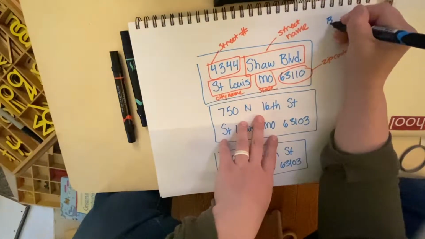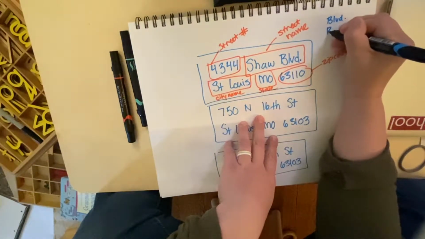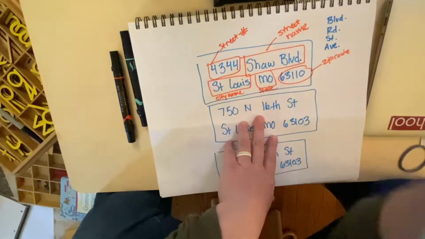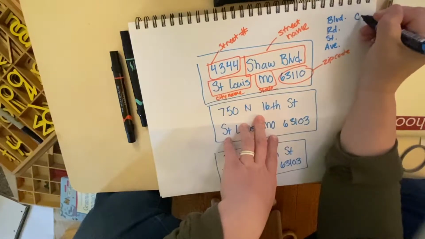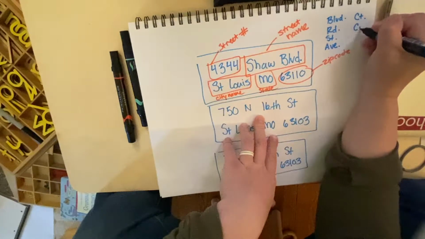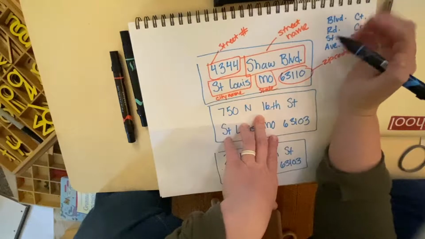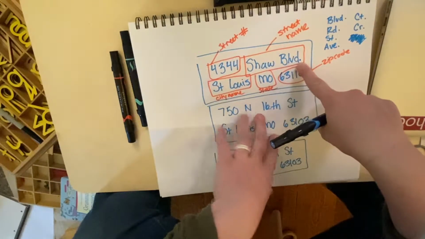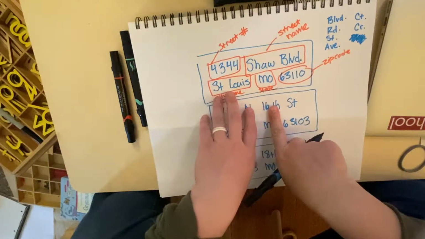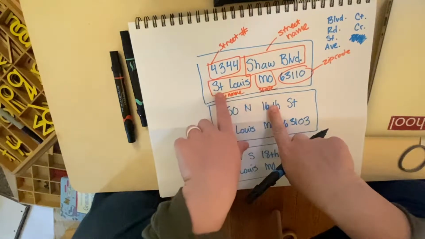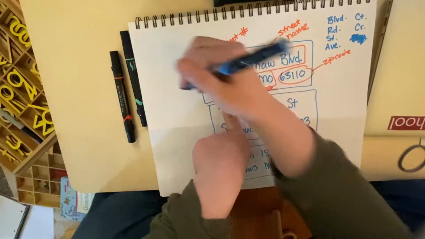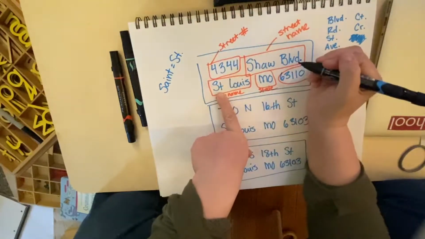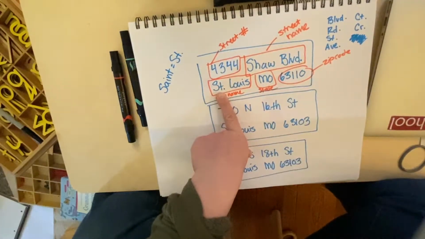So there's Boulevard, Road, Street, Avenue, Court, Circle. There's a couple different ones. So we need a period at the end of our abbreviation. Now let's look at the city, St. Louis. Now St. Louis is unique in the fact that it actually has an abbreviation in it. This ST means saint. So I got to put a period there.